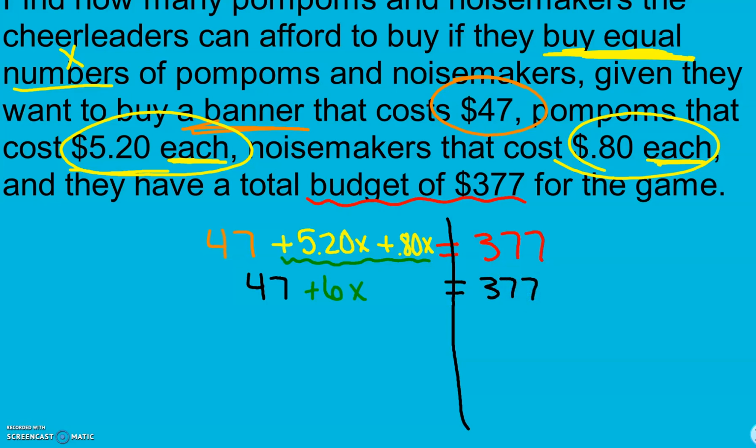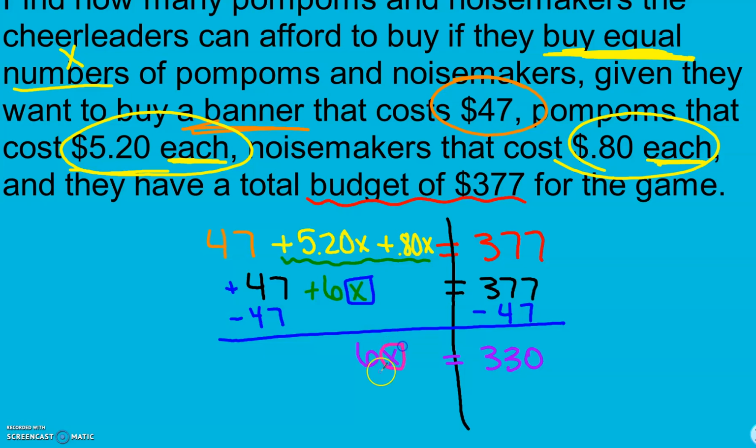Now, I'm going to try and get my variable alone. Once we get to this step, it's just like we did in section 3.1. We get rid of any adding or subtracting first. Right now I have a positive 47, so I subtract 47. I get rid of anything that's not with my variable first. Okay, we're only getting one banner. We subtract how much the banner costs, and that gives us a total amount left. So 6x is going to equal $330. So we have $330 left to spend on noisemakers and pom-poms.